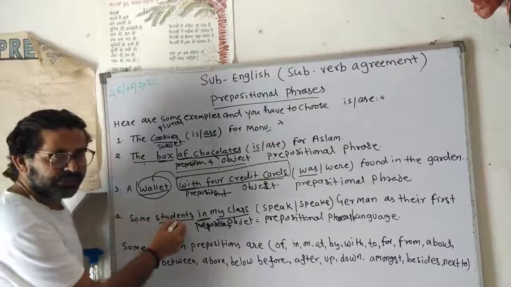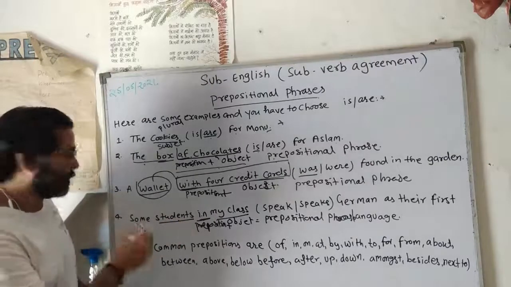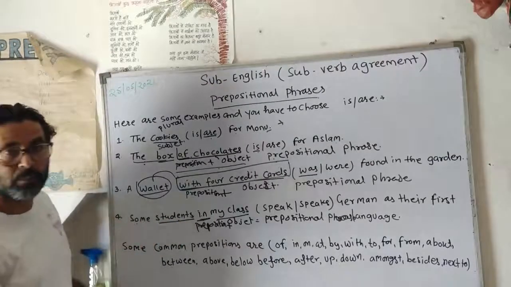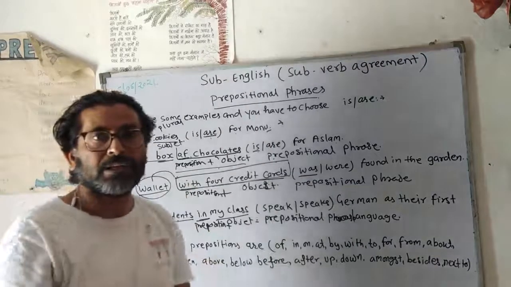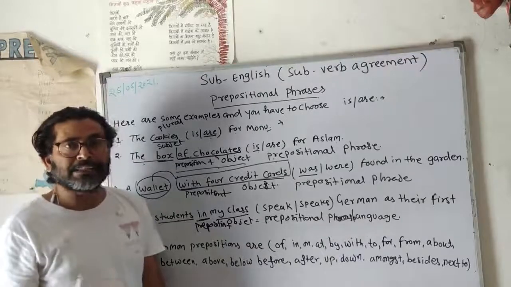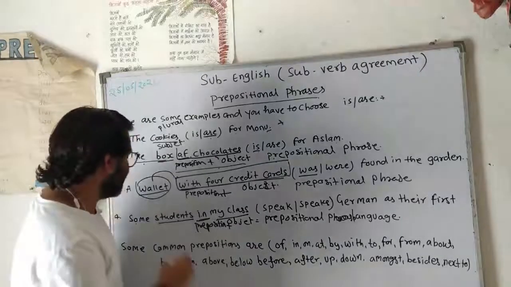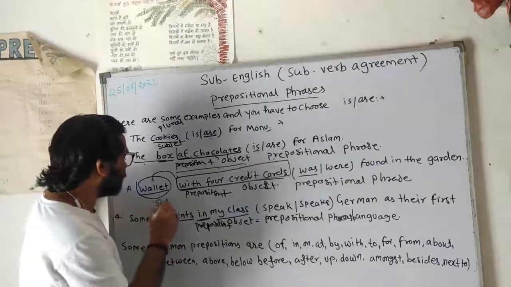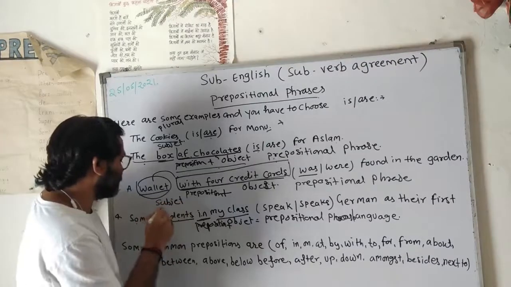Some students, not one student. So it's not an accurate number of students, but it's definitely more than one student. And when we have more than one thing, then it's always a plural noun. So is this subject singular or plural? This is a plural subject, right?